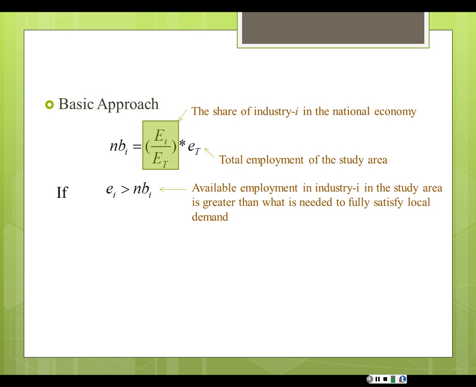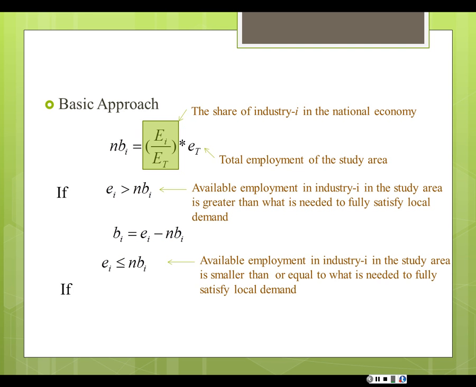you do have a certain amount of employment in this specific industry. So if the amount of employment you have in this industry is more than what you need to fully satisfy local demand, in this case, this industry will have actual capacity of serving external demand, and therefore you have a basic employment share in this industry, and that will be the difference between EI and NBI.